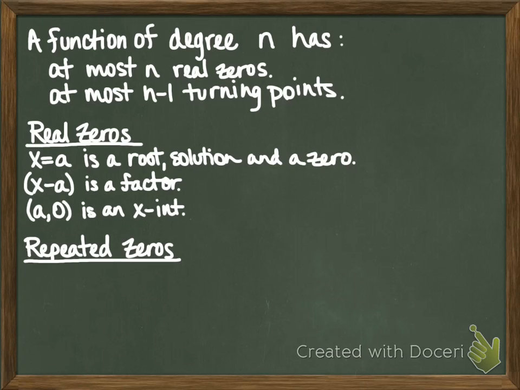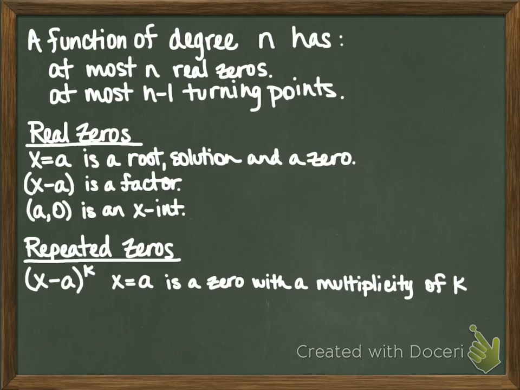Okay, next, repeated zeros. So sometimes a solution or a zero repeats whenever you factor something out. You might have the same number a couple of times. So that's called multiplicity. So if a factor, x minus a, repeats and it has some power, whether that's a 2, a 3, a 5, whatever that k is, that tells you the multiplicity, or how many times the zero repeats.